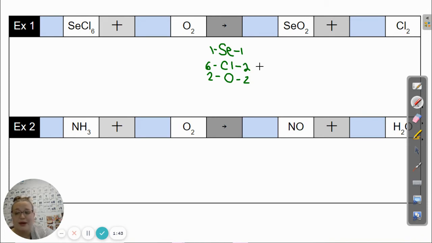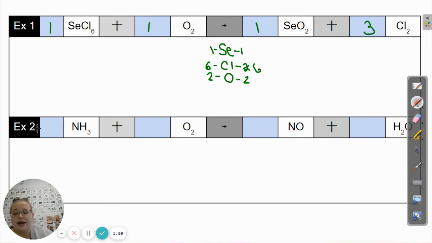What can I multiply by 2 to give me 6? Well, I can multiply by 3. So if I put a 3 here, that equals 6 now. So I'm just going to put 1s in all these other spots. You don't have to put the 1s, but I put the 1s as placeholders so that I know that it's balanced.